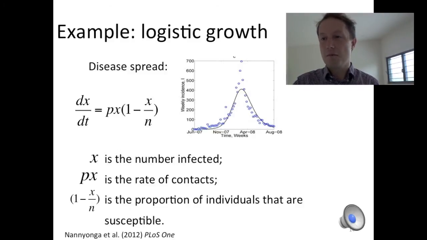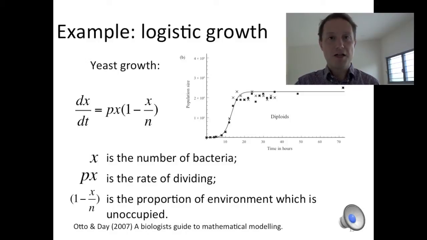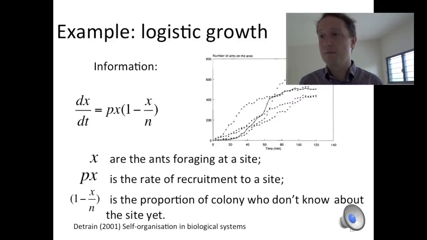That's an example where we apply it to disease spread. We can also use it to describe things like growth of population. Here I've taken an example of yeast growth. X is the number of yeast, px is their rate of dividing, and 1 minus x over n is the proportion of the environment which is unoccupied. And so once the whole environment is occupied with yeast, then it doesn't spread and it doesn't grow anymore. And you see this in a whole range of growth of animals and plants and bacteria, that they follow this logistic growth curve. They first go up and then they stabilize like that.